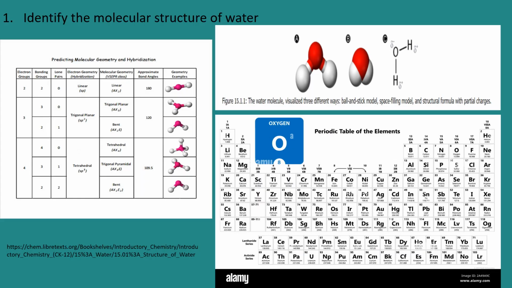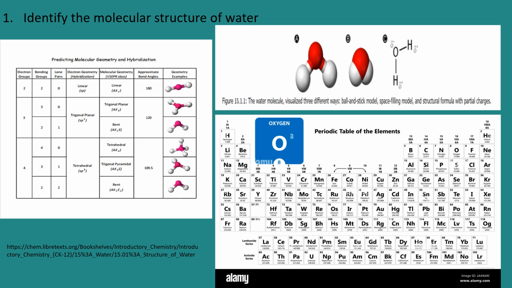So let's now identify the molecular structure of water. First, let me discuss the three models presented here in the topmost picture. We have the structural models A, B, C. The first model is called a ball and stick model, letter B is called a space filling model, and letter C is called a structural formula based on the chemical formula of water, which is H2O, with partial charges.